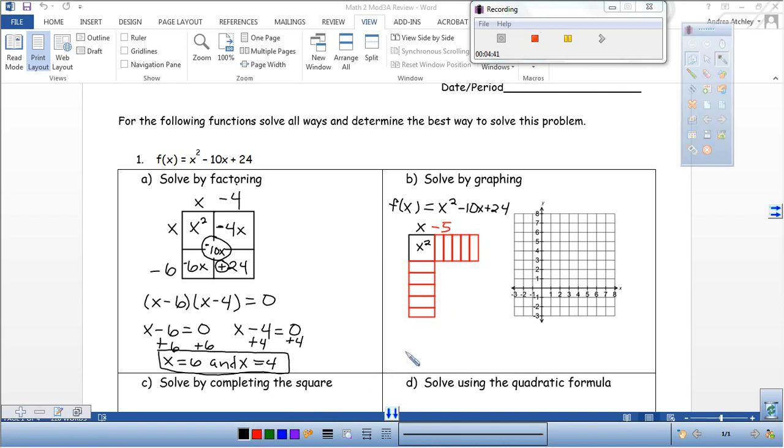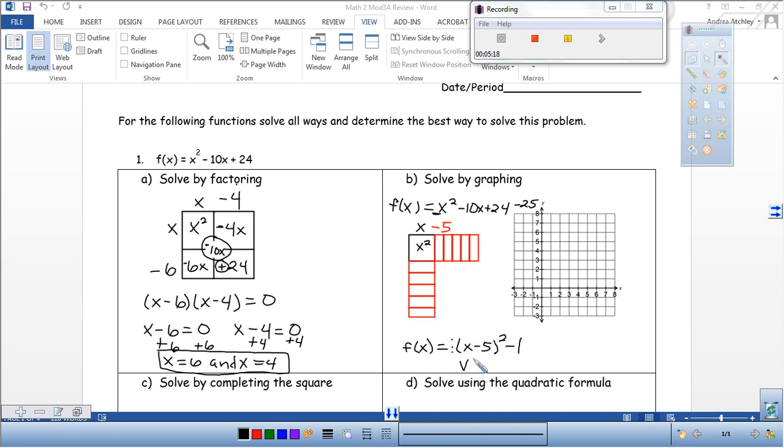So my new function will be f of x equals, my a value is 1, so I don't need an a value in front. It's just like that imaginary 1 here. X minus 5, the length of the side squared, because that's the area of the whole thing. Now here I would need 25 squares. Okay, so I'm short 25 squares. I have 24. I need 25, so I'm only short 1. Okay, so here's vertex form.